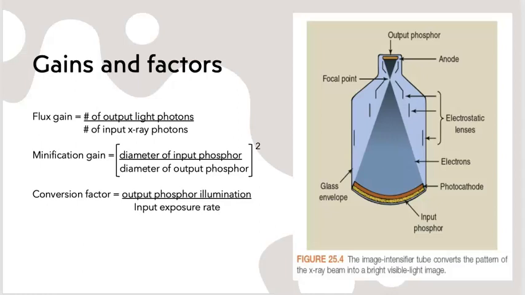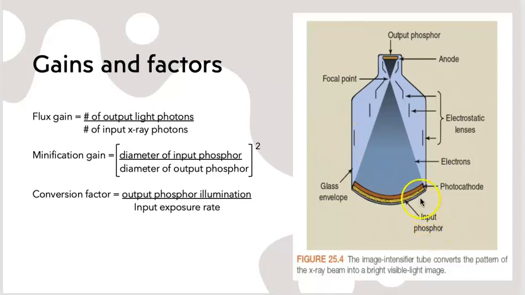So, do you remember the law of conservation of energy? If you do, remember what that means is different types of electromagnetic energy cannot be created or destroyed. In other words, that energy doesn't disappear, it's only transformed. And that's what we're going over with this image intensifier tube.